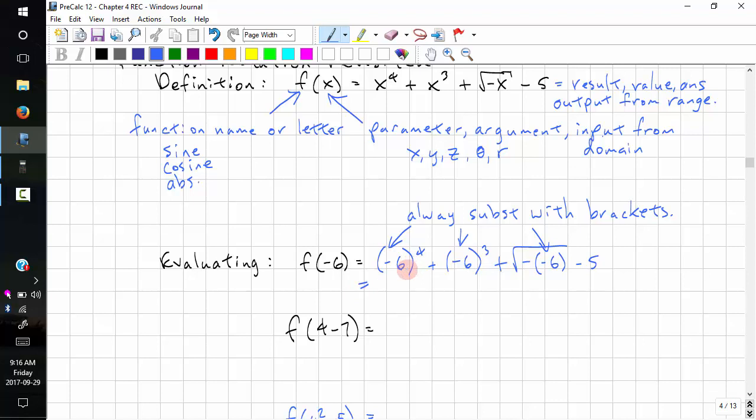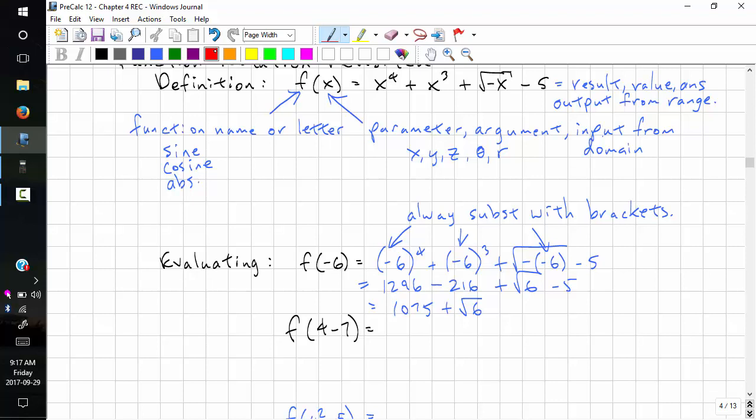So here, you just plug it into the calculator, that's 1296. This negative sign gets cubed, so we have minus 216. And this negative negative becomes positive, so it's plus the square root of 6 minus 5. And we can simplify this to 1075 plus root 6. Should always collect like terms.